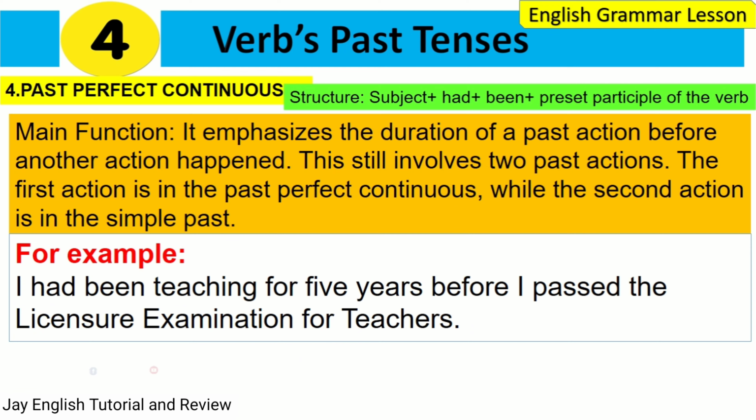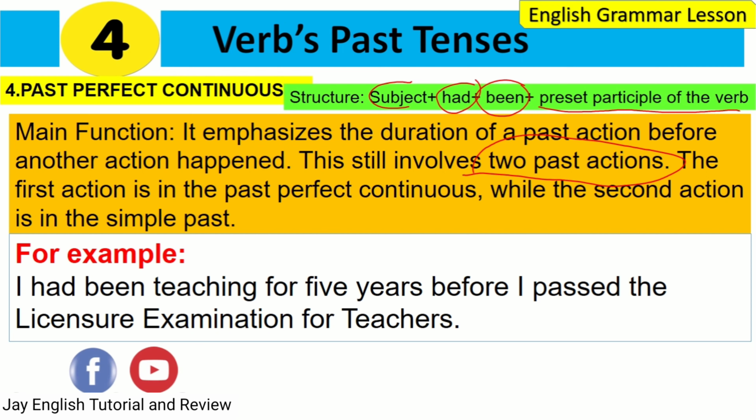And finally, the past perfect continuous. Structure: we begin with the subject, the auxiliary verb had, then we have the word been, then the present participle of the verb. Main function: it emphasizes the duration of a past action before another action happened. This still involves two past actions. So like the past perfect, the past perfect continuous also involves two past actions. The first action is in the past perfect continuous while the second action is in the simple past.